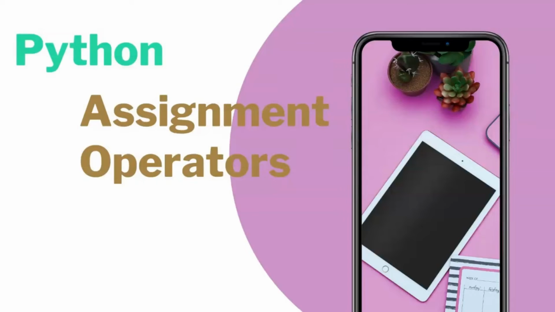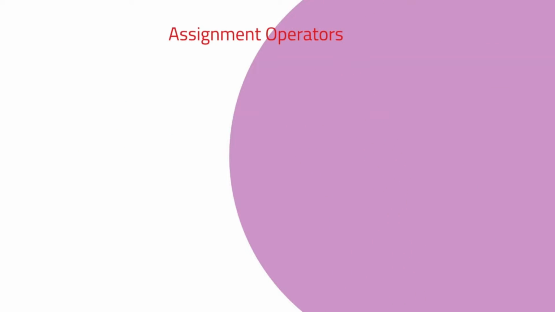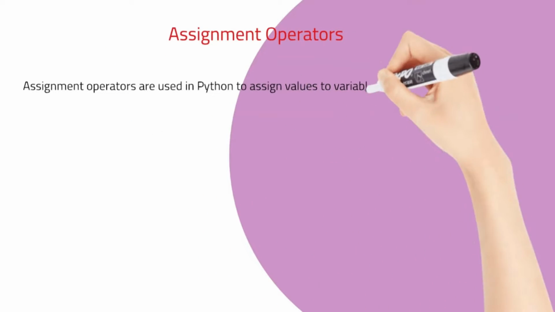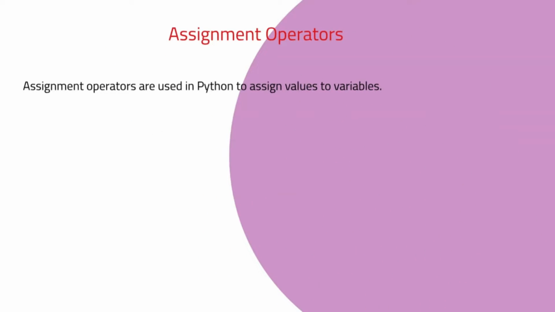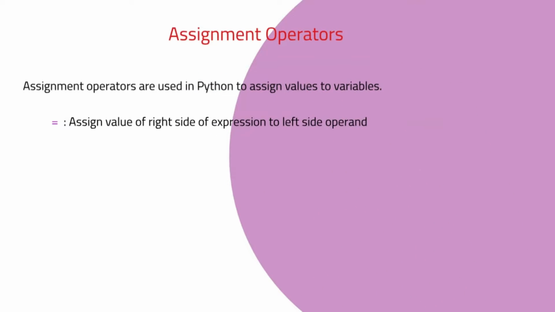In this video, we will discuss the different types of assignment operators. To assign values to variables, we use the assignment operators. Let's check the different assignment operators. Assignment operator equals to. It assigns the value of the right side of the expression to the left side operand.